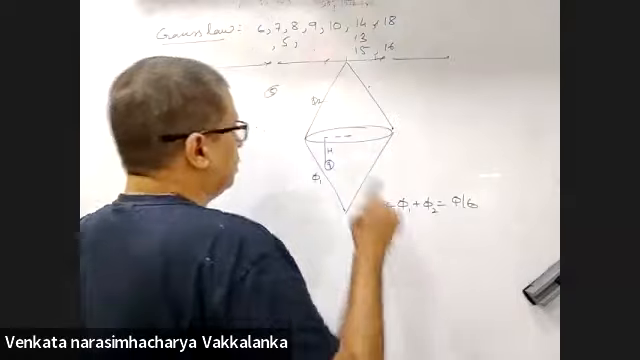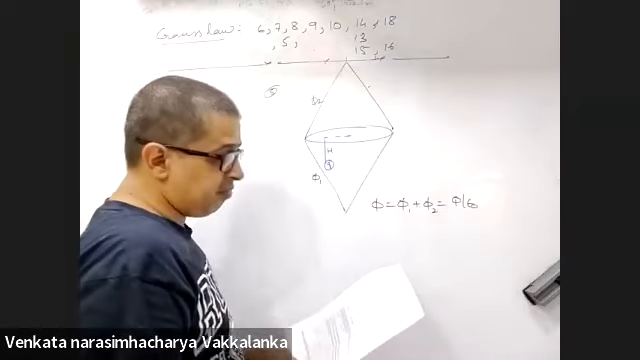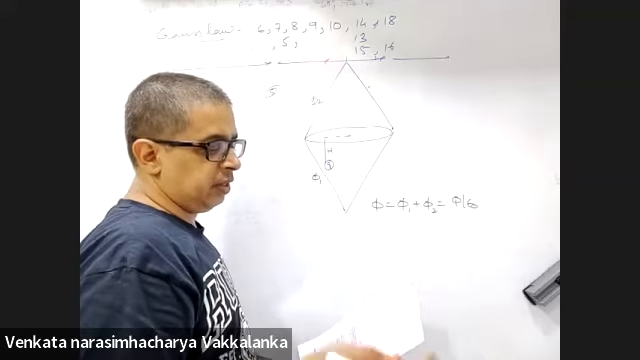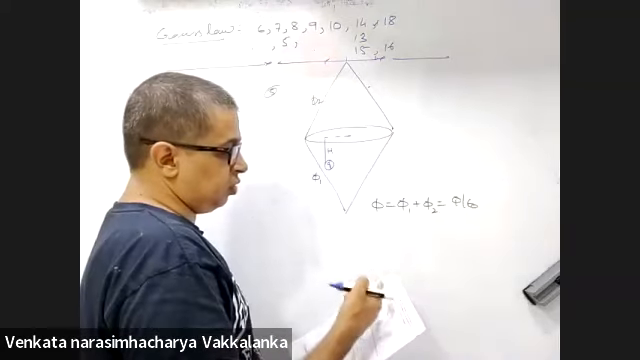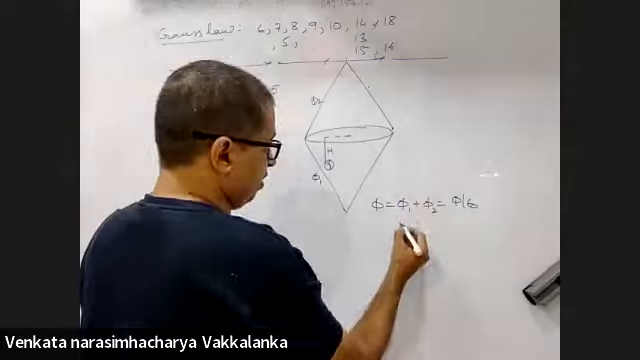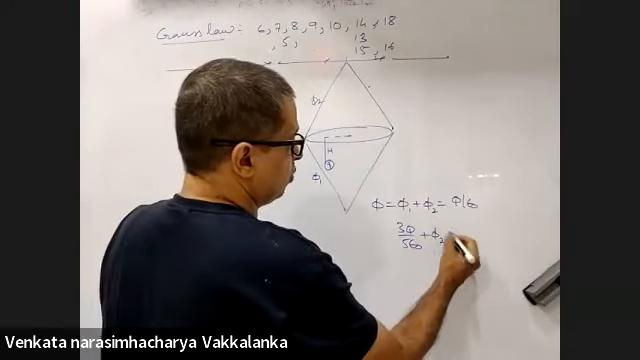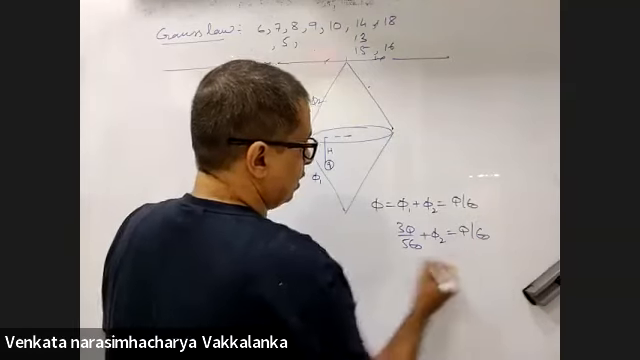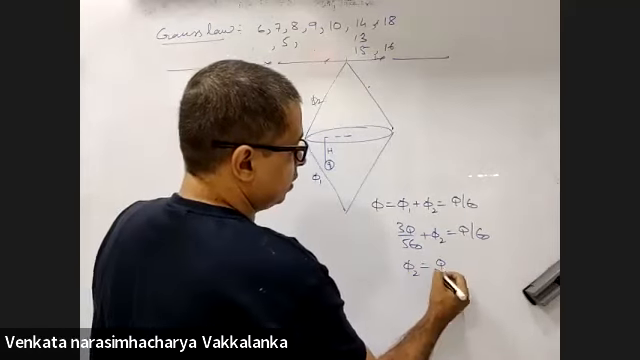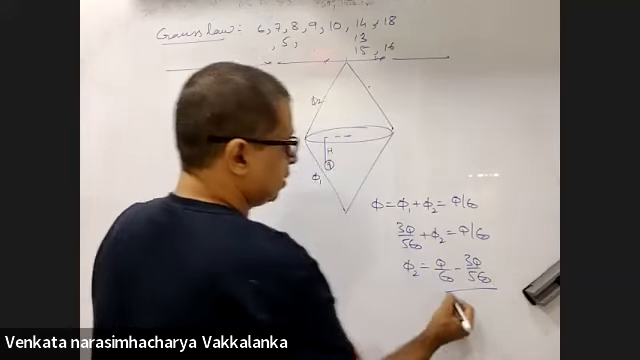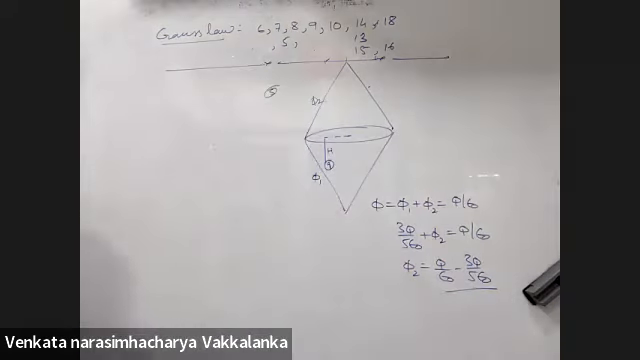Yes, sir. Now, you are telling me phi1 is given, right? Found that flux associated with the cone with the curved surface area is 3Q by 5 epsilon naught. Phi1 is 3Q by 5 epsilon naught plus phi2 is Q by epsilon naught. Phi2 is equal to Q by epsilon naught minus 3Q by 5 epsilon naught. The subtraction will not be difficult.